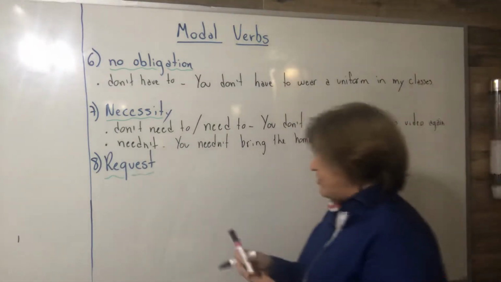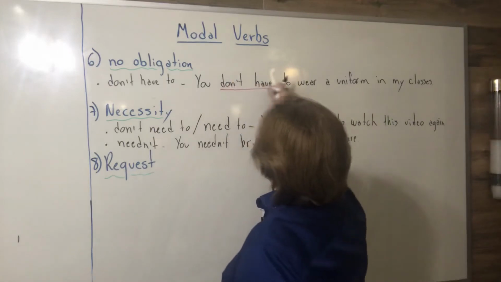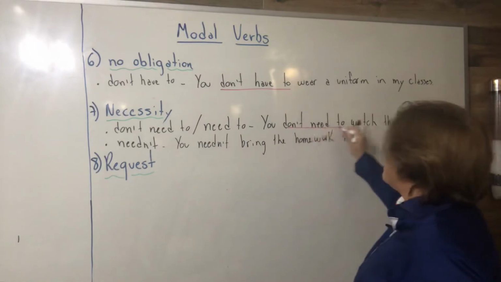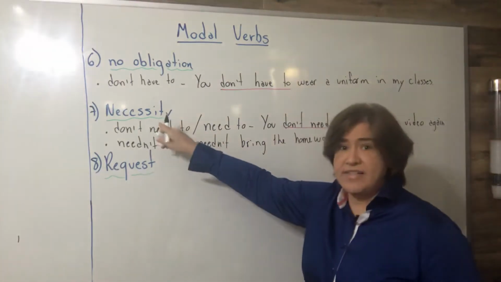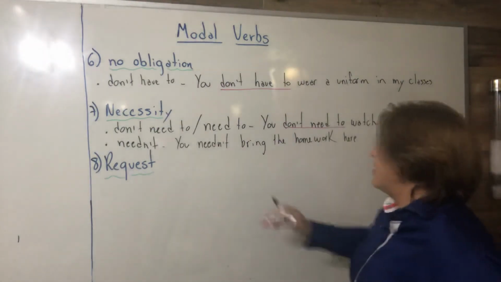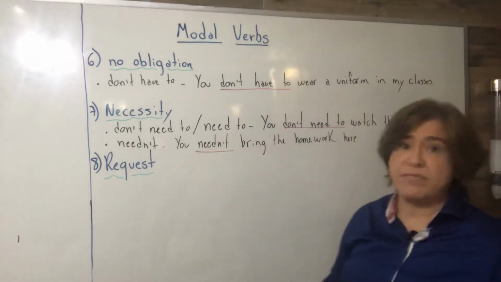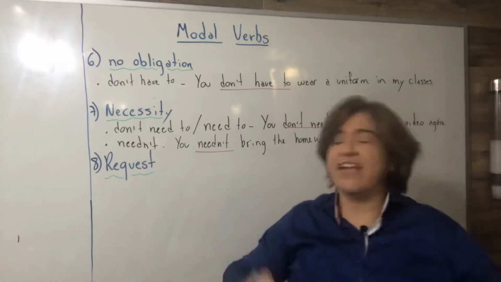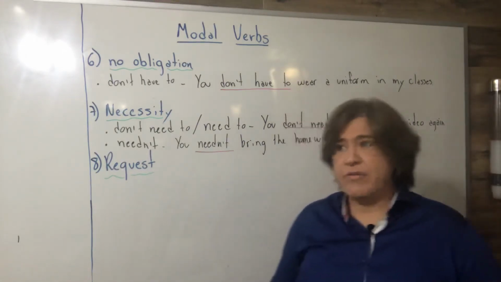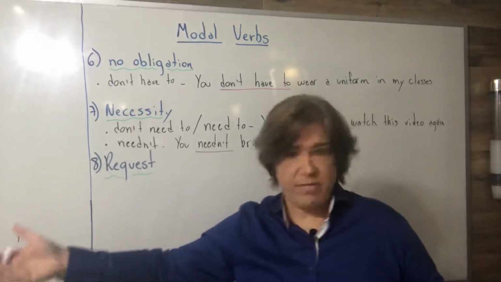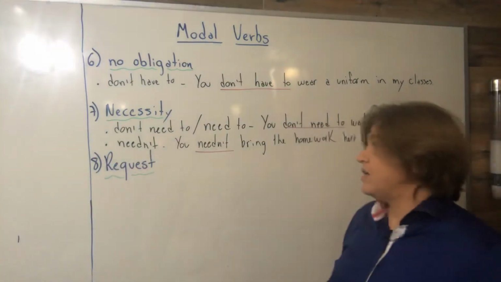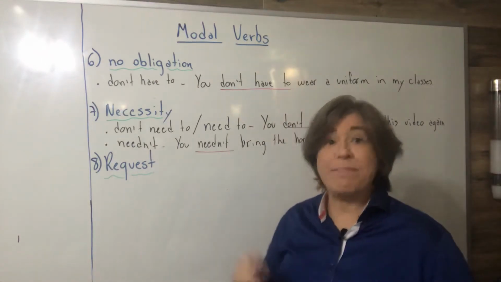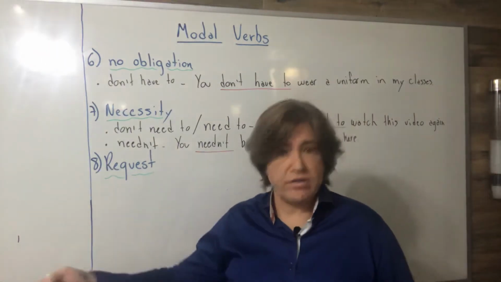So that's the idea. You have don't have to, meaning no obligation. You have don't need to, it's not a necessity, you don't need. Needn't, not necessity, but you can use it in affirmative too. And to finish, we have requests. Request is when you ask for something, okay? So when you ask, you can ask in several possibilities. Depends on who you are talking to.